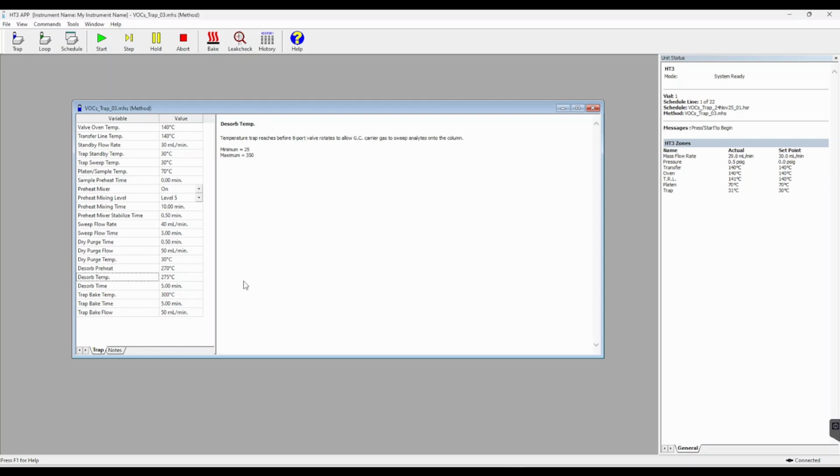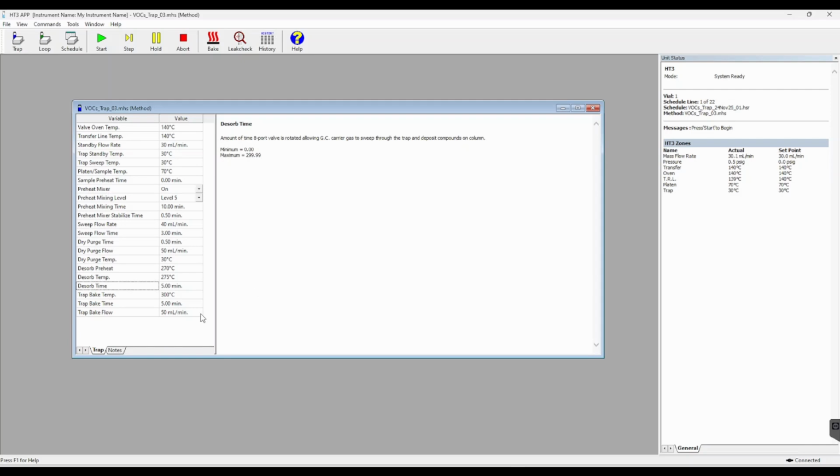Desorb temp. This is the temperature the trap reaches before the 8-port valve rotates to allow the GC carrier gas to sweep analytes onto the column. Typical desorb temperatures are between 180 to 260 degrees, but is dependent on your trap. Desorb time. This is the amount of time the 8-port valve is rotated, allowing GC carrier gas to sweep through the trap and deposit compounds onto the column. This time is typically between 1 to 5 minutes, but dependent on trap type, target analytes, column internal diameter, and the GC injection port. These are grouped as the desorption parameters.